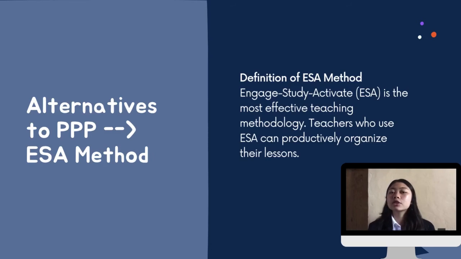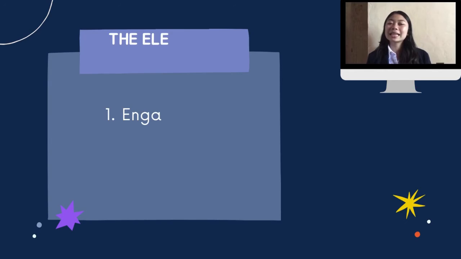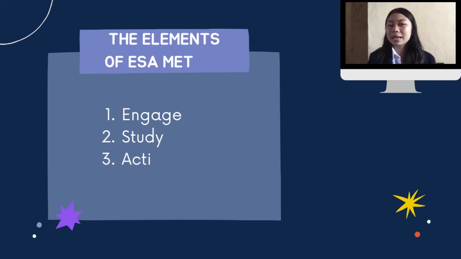ESA is extremely important when it comes to teaching because it keeps the students interested, motivated, and eager to learn more. That is why all teachers, especially new ones, should learn the ESA method when teaching students a new language. Okay, the next is the elements of the ESA method.